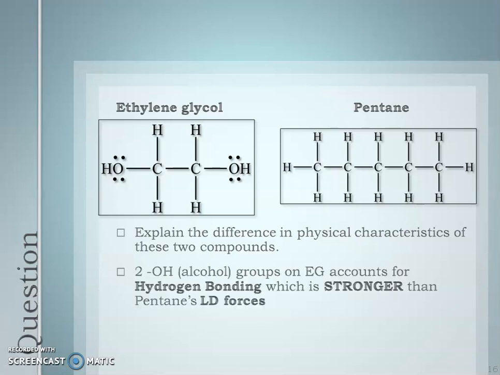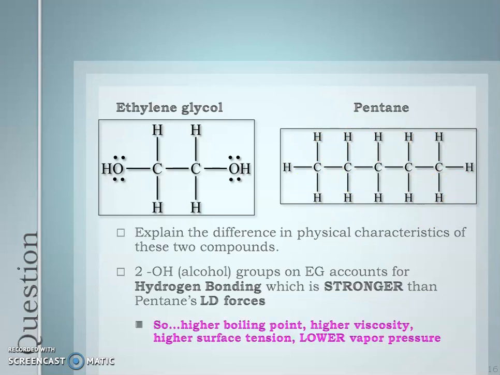So again, hopefully that makes sense. So you have two areas where you can have hydrogen bonding, and hydrogen bonding, of course, is going to be that stronger IMF. If it's stronger, that means you have higher boiling points and all that stuff. And again, pentane here is just your normal non-polar molecule. So again, pause, read, make sure that makes sense.